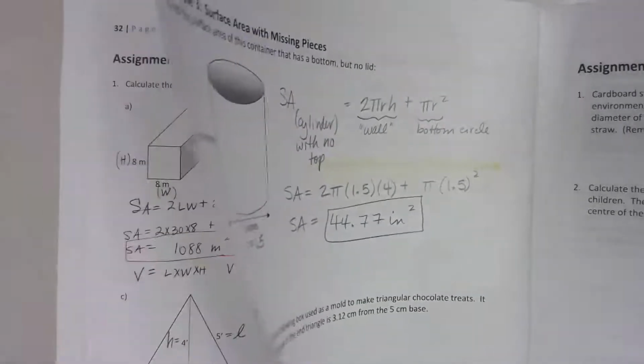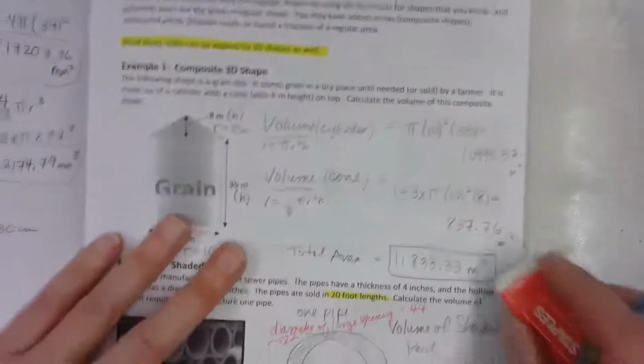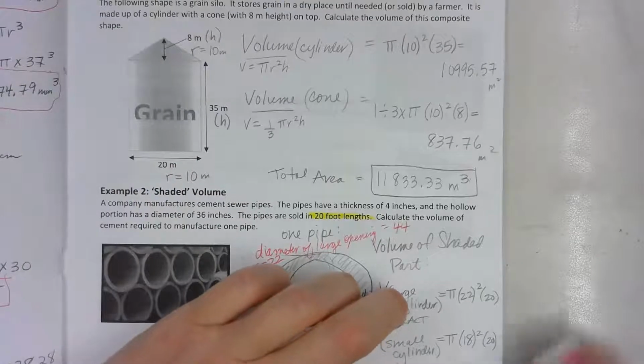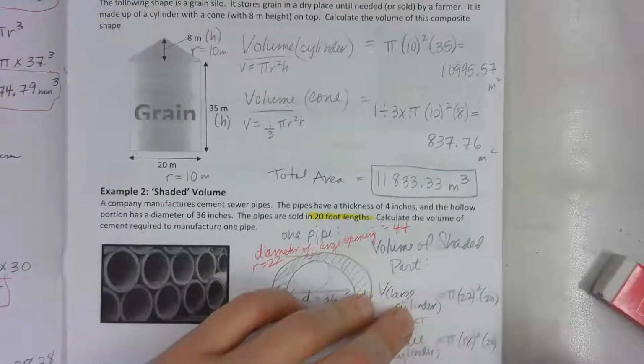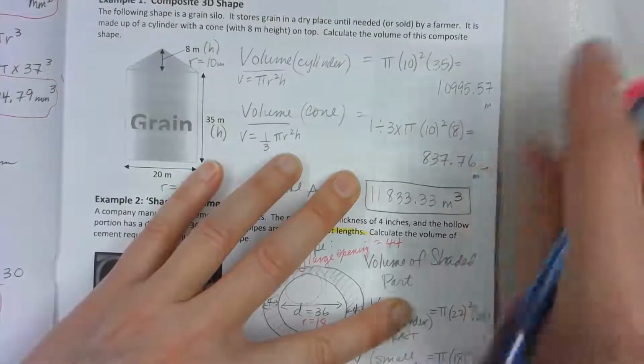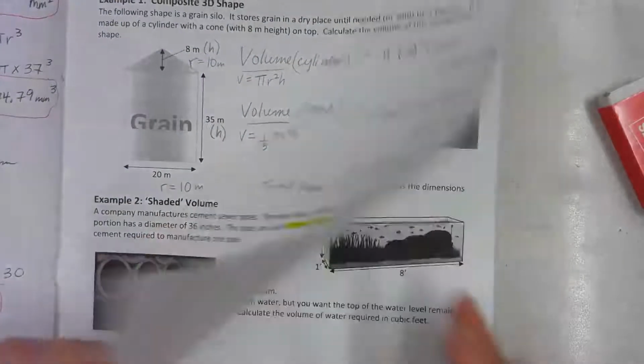You know what? I just remembered I did something wrong on the previous page, of course. That volume is supposed to be cubed. Cubed. Sorry about that. Yikes. A horrible mistake.